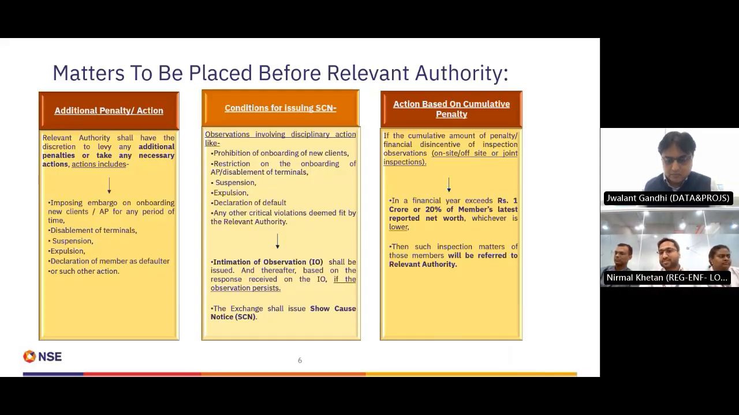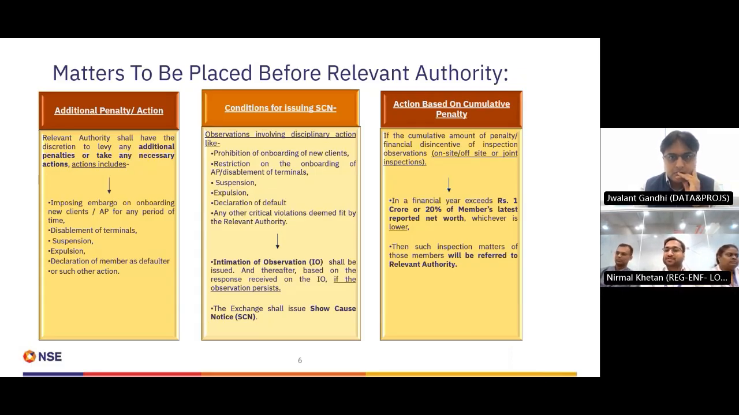And there is also an action based on the cumulative penalty. Representations from the market participants were also made that sometimes the penalty far exceeds the members' net worth. So in such cases, if the penalty is a major component of the member's net worth, such cases should be dealt with in a sideline manner and should be referred to the committee for decisions. That was taken up while the working group submitted this to SEBI.